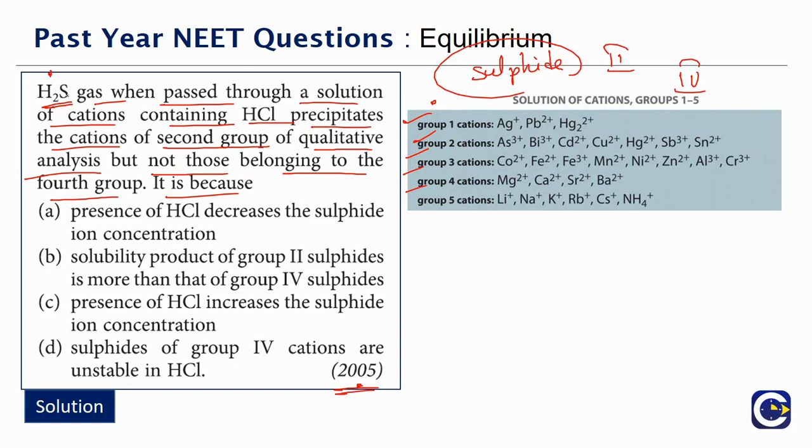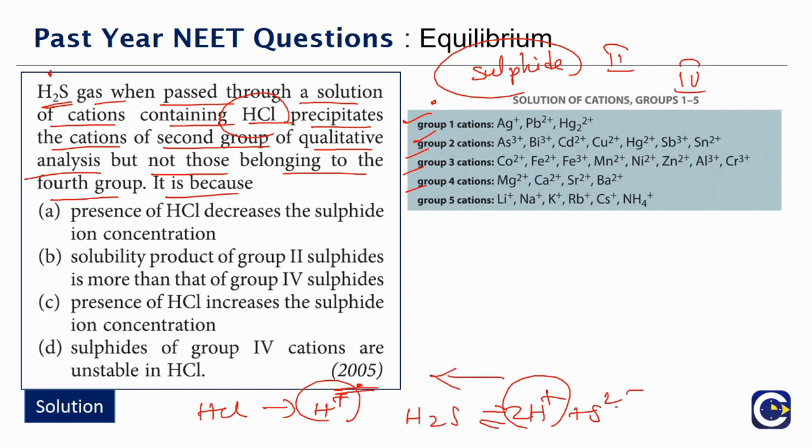See, when you have H2S gas dissolved along with HCl, there is a common ion effect. So HCl would have already produced H plus ions, and H2S on dissociation will produce H plus and sulfide ions. So because of the common ion effect, this reaction is pushed backwards in equilibrium. Means the concentration of sulfide ions is depressed. We can say it is lowered.